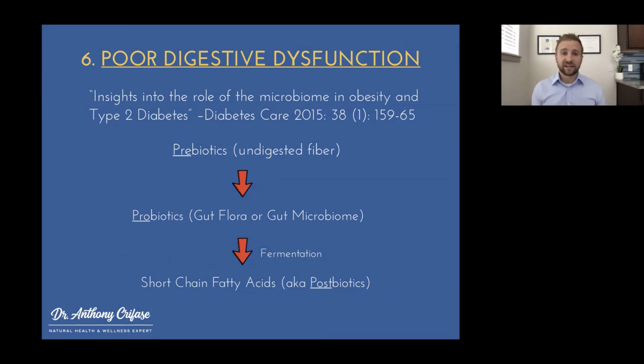Now, prebiotics are known as undigested fiber. Probiotics or microorganisms use prebiotics to produce more healthy bacteria and a healthy microbiome. Now, probiotics, as a result, will consume prebiotics and produce what's known as short-chain fatty acids. These are known as postbiotics. And so when you have poor digestive health, this actually starts to have a negative impact on your blood sugar, your insulin levels, and type 2 diabetes.